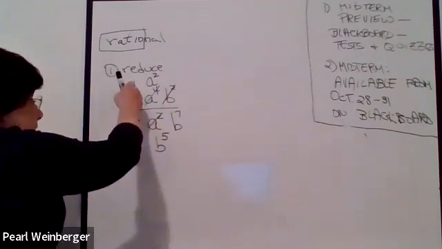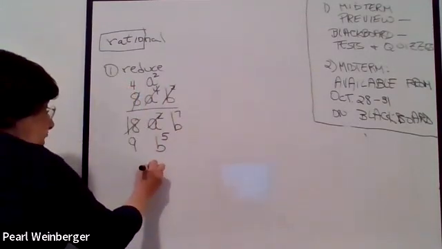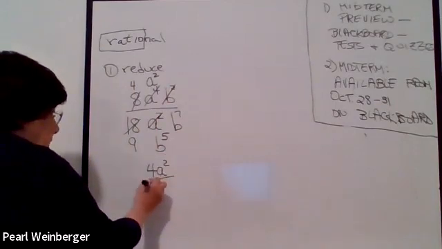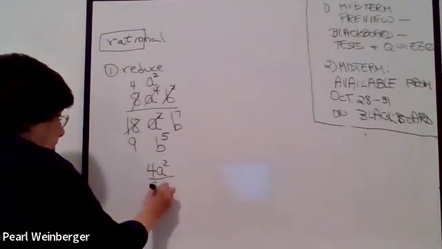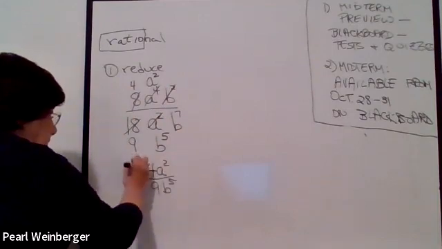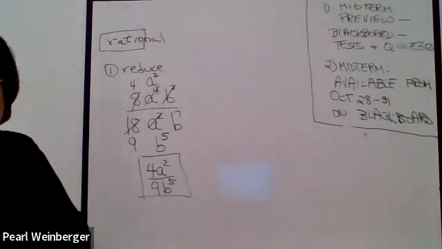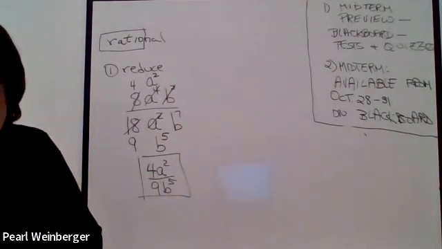So if I look at what I'm left with, on my numerator I have 4a squared. And on my denominator, I have 9b to the 5th. And that's my answer in simplest form, reducing that fraction.